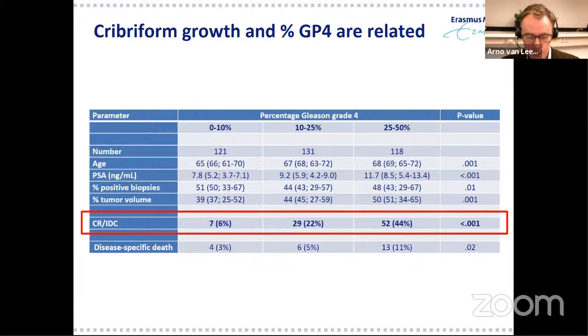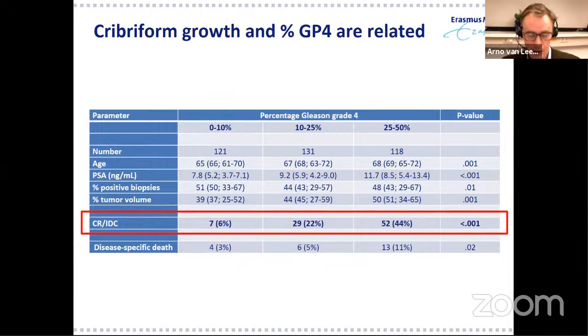Both percentage Gleason pattern 4 and presence of cribriform growth have added value in risk stratification of Gleason score 7. But the question is whether they are both independent factors or mutually related. In the previous biopsy study, we found both are indeed strongly related.